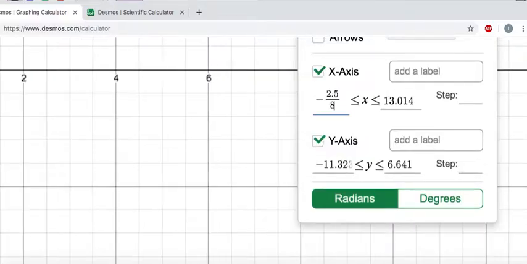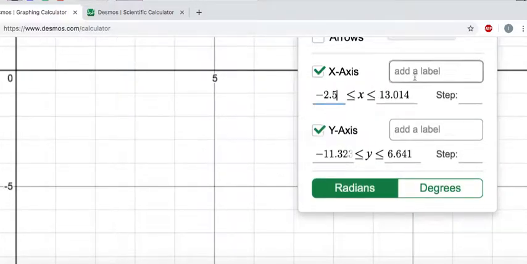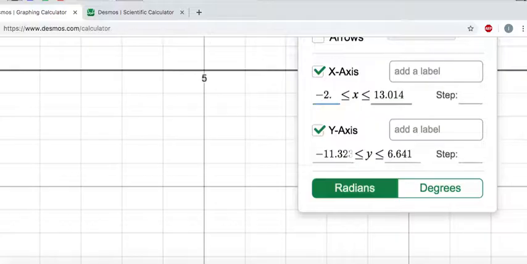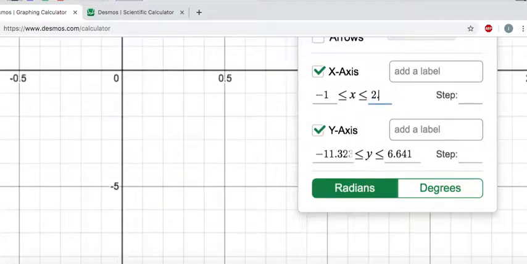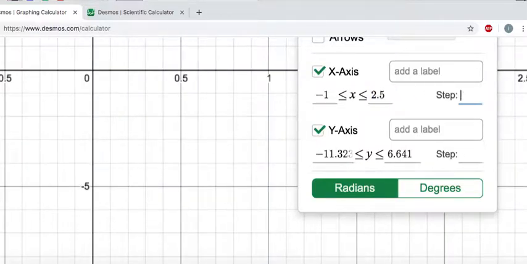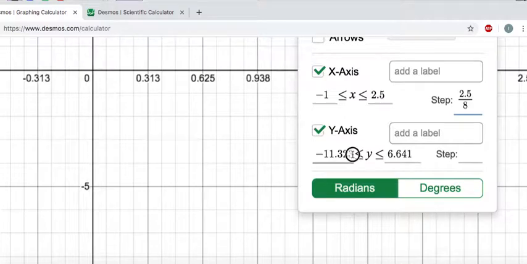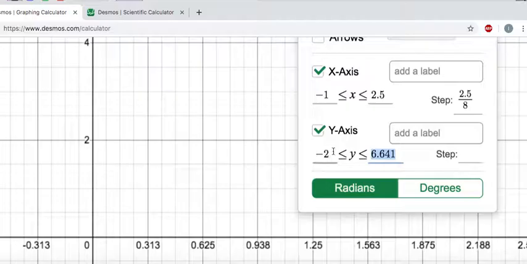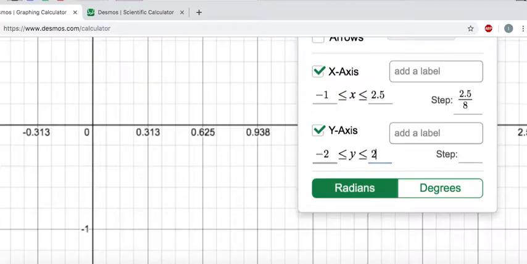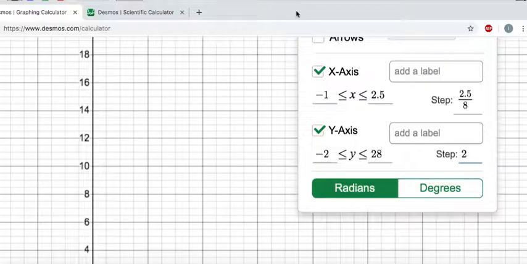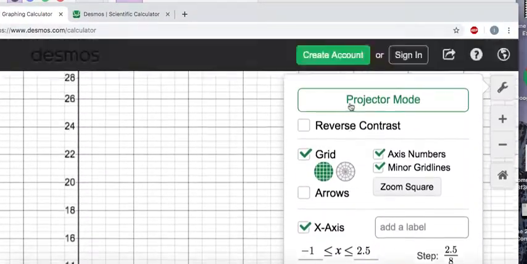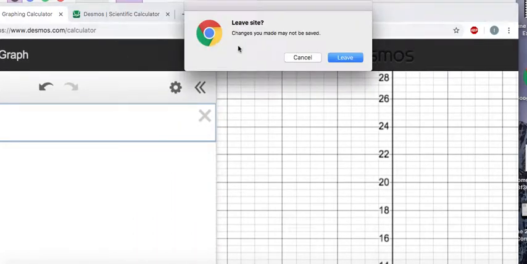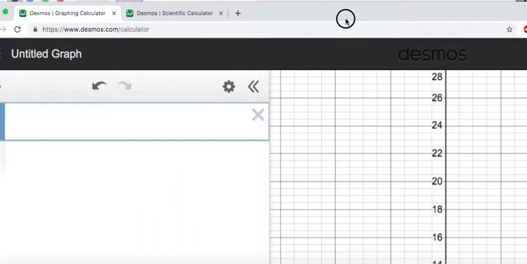So remember we split the 2.5 into 8 parts. So I'll just go from negative 1, and the max will go up to 2.5. The scale, remember I said 2.5 over 8? The y-axis is not going to go below 0, but let's say I put negative 2. And the maximum height is 26, but I want to be able to see more, so I'll put 28, and I'll use a step of 2. Now I'm going to scroll back up, scroll to the left, and I'm just going to use the table for now.